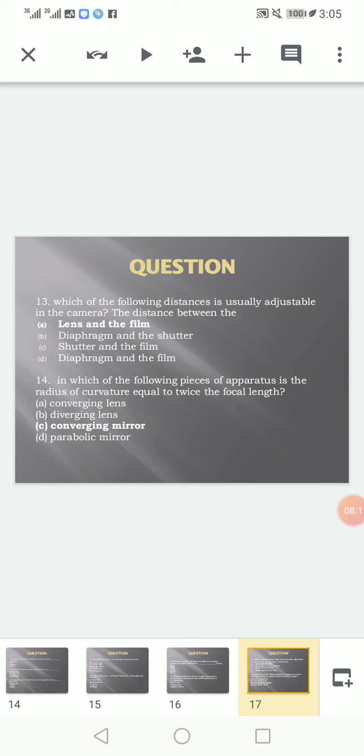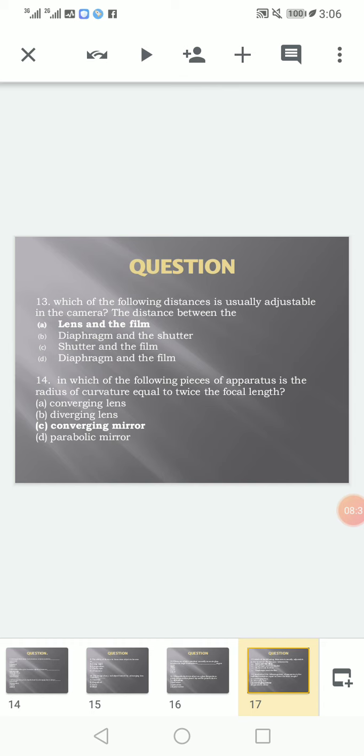Which of the following distances is usually adjustable in the camera? The distance between the lens and the film. So the distance that is usually adjustable in the camera is the distance between the lens and the film, not the diaphragm and the shutter, not the shutter and the film, not the diaphragm and the film, but the lens and the film.